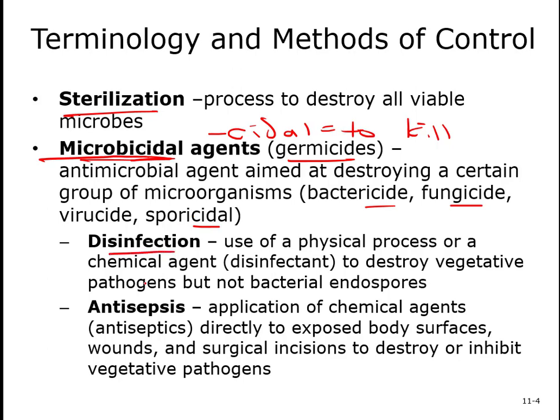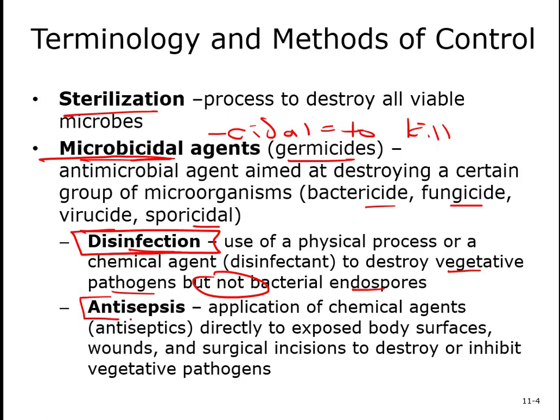Disinfection indicates that we are eliminating most vegetative cells or pathogens from usually an inanimate object. So if it's a disinfectant, we usually reserve that for something that's going to go on a surface or a piece of equipment, something like that, a physical or chemical agent used on an inanimate surface. Remember, it's going to destroy mostly vegetative pathogens, but not those endospores.